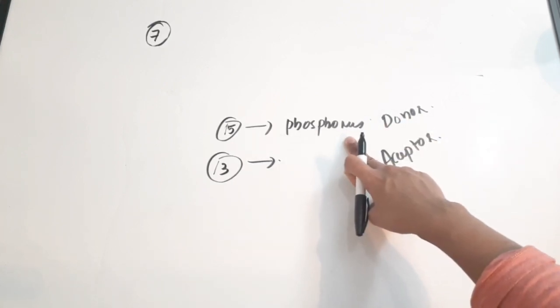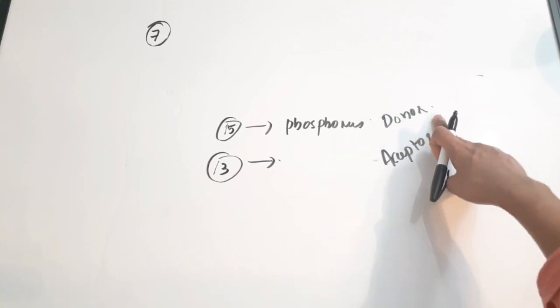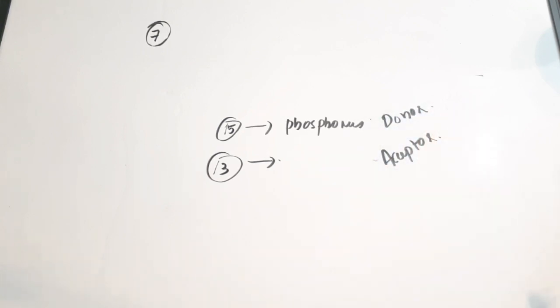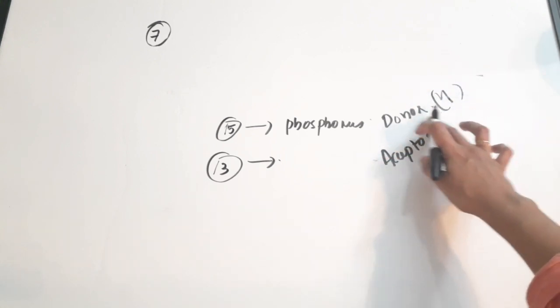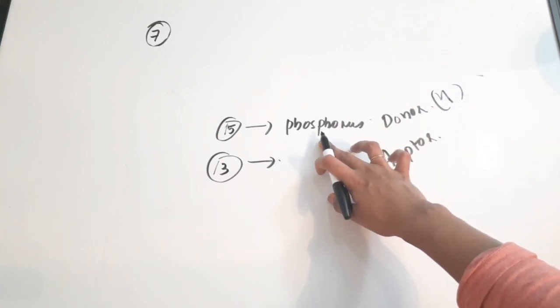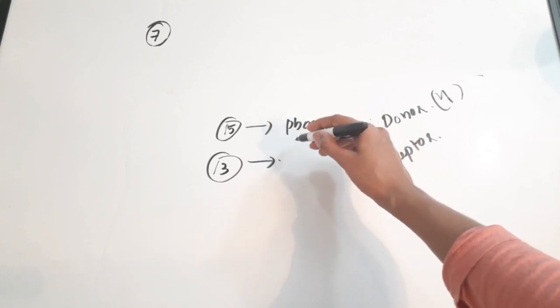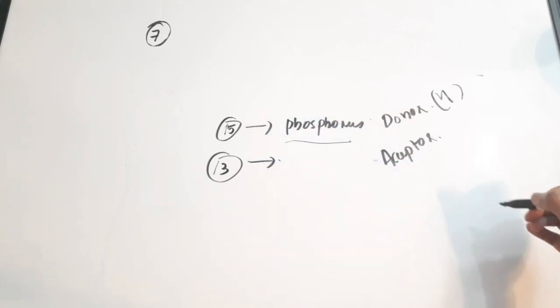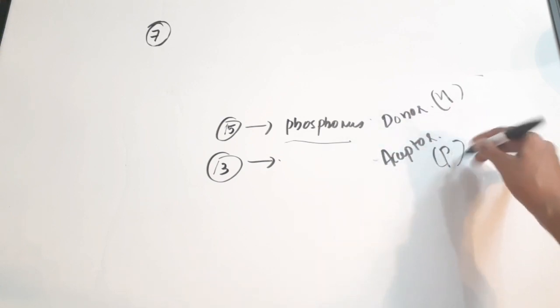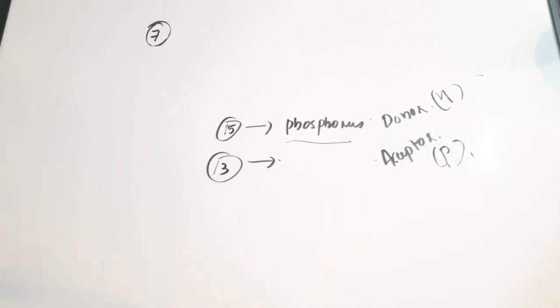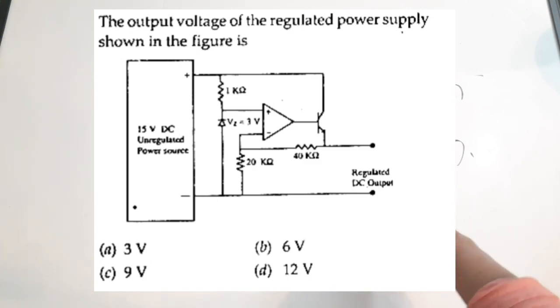Group 15 elements are pentavalent and they are donor impurities. And for getting an N-type semiconductor, we need donor impurities or pentavalent impurities. So from the options, the correct answer is phosphorus. If we dope with an acceptor, we'll be getting p-type. So the correct answer for this question is option D.